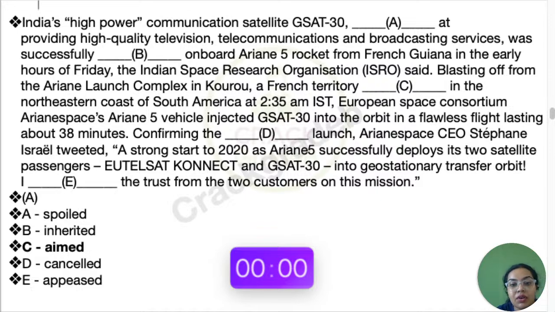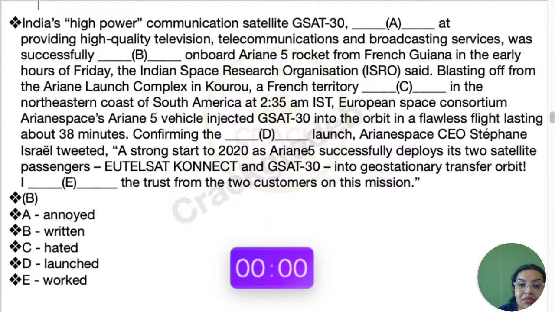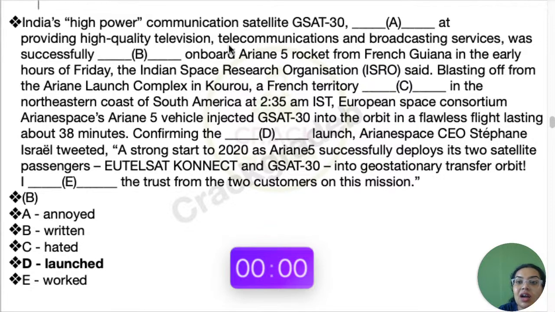Nothing more to be explained in such a question. If we just look at a word, out of all, appease is something different. Otherwise A, B, D are all good. When we use appease, it is to placate something or someone, to calm down someone. Then we are saying these aimed at providing high quality television communication and was successfully launched on board Ariane 5 rocket. So rocket को launch करा जाता है.